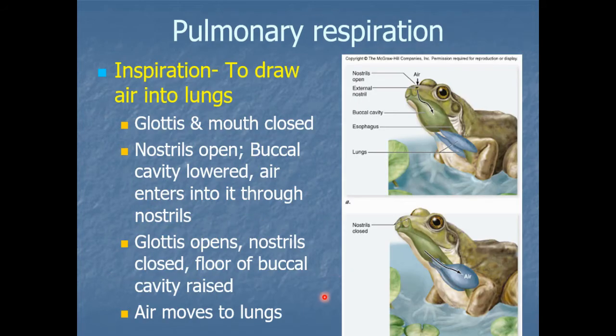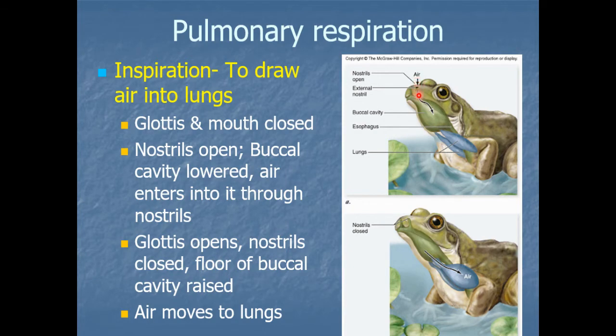Now the mechanism of pulmonary respiration. Two processes are involved: inspiration and expiration. Inspiration means to draw air into lungs. So for this process to happen, the glottis, we have discussed about glottis. It is a valve-like structure that guards the opening of the lungs. Glottis is kept closed, mouth is kept closed. Only the external nostril is open, and of course the internal nostril also.